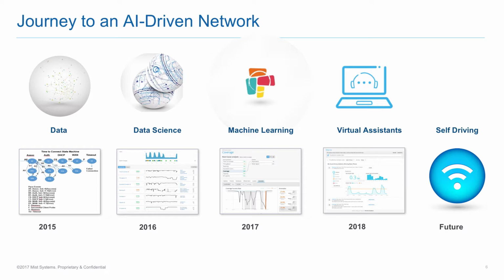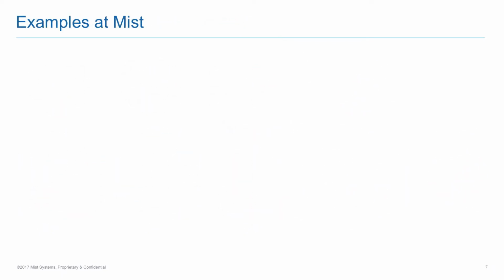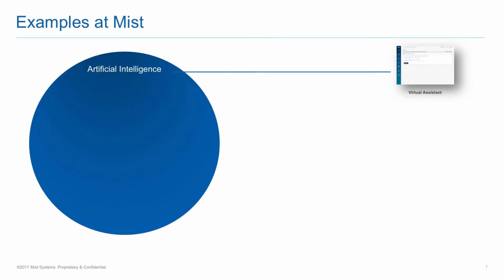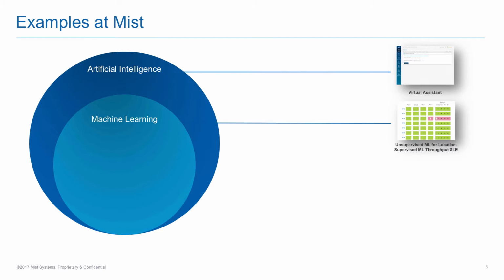So let's look at examples, the manifestation of data, machine learning, data science, and virtual assistants in the Mist AI-driven network. So here are the examples. It starts with AI, which for us is an NLP processing cognitive assistant, the Mist virtual assistant, that is able to understand and answer questions about common problems in the network. Machine learning for us came in the form of unsupervised machine learning for our location algorithms, for our throughput service level expectation. This is learning the system and being able to eliminate complex processes.